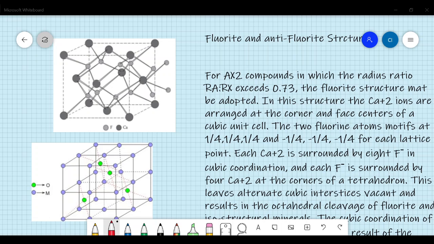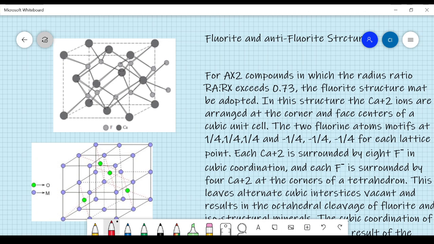We are going to have a look at the fluorite and anti-fluorite structure. This is very important, because most structures carry this type of structure. There are a lot of atoms.